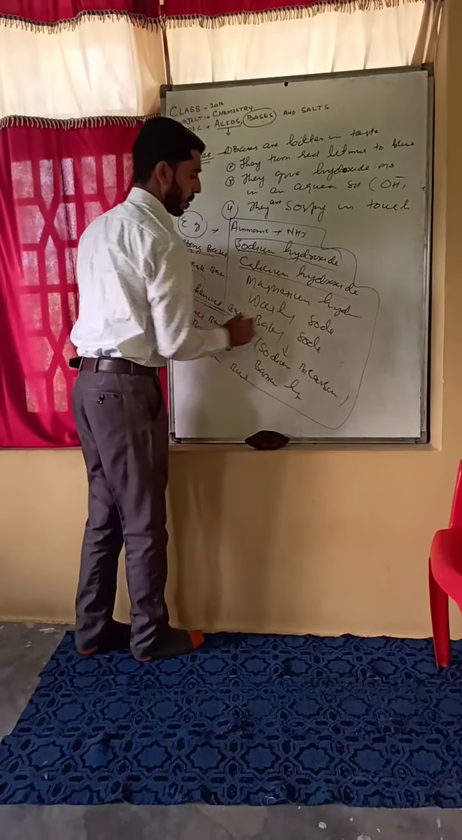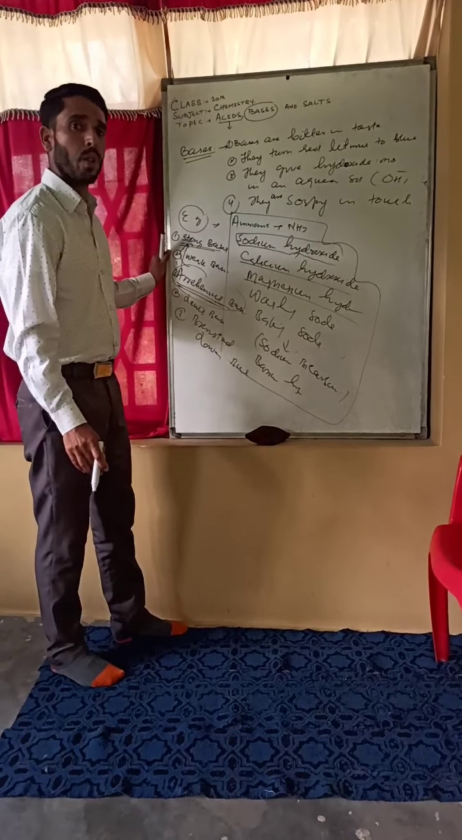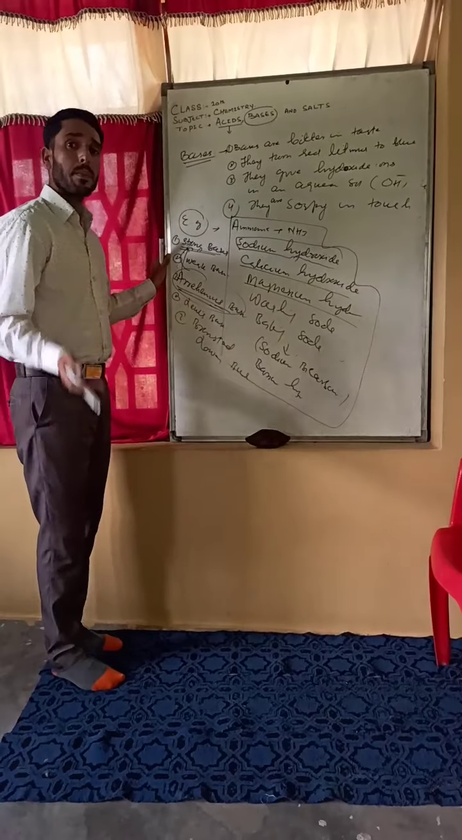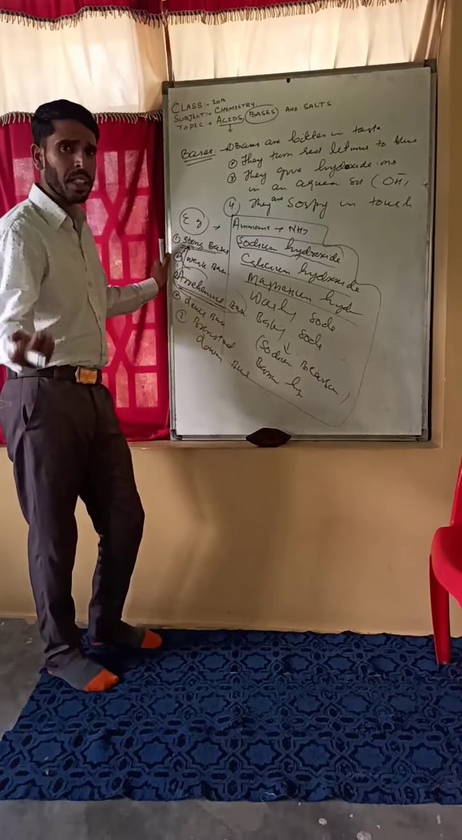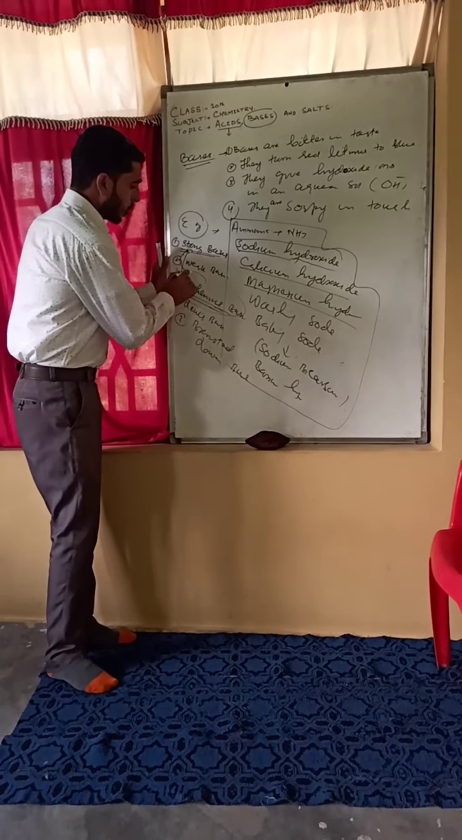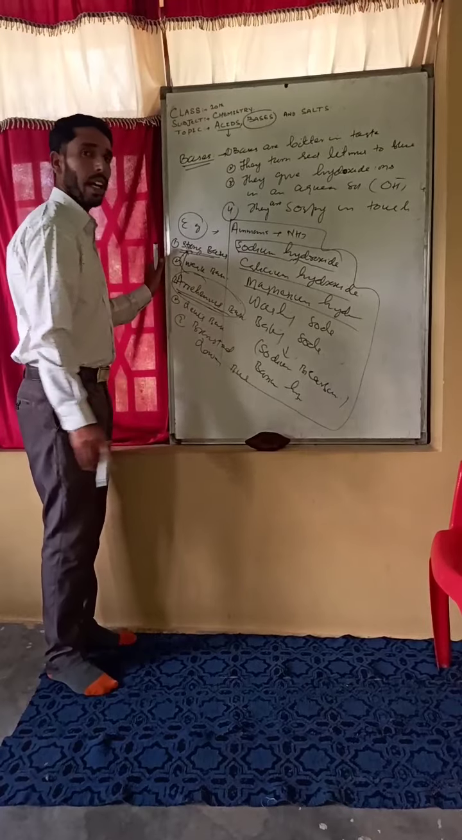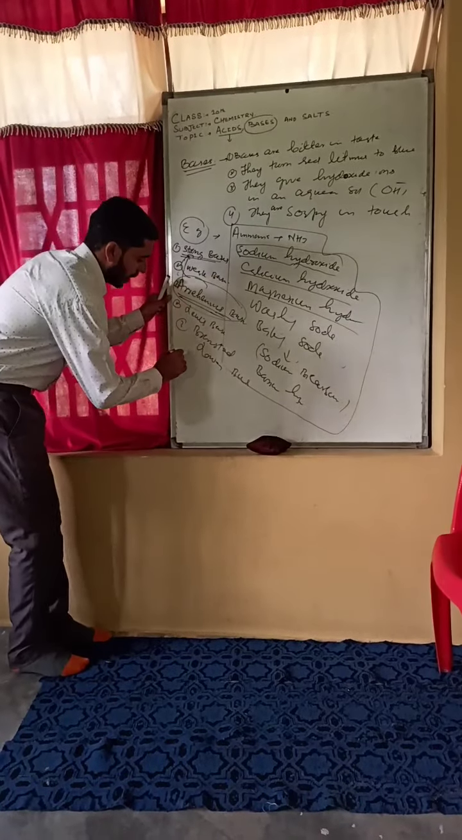Calcium hydroxide is a strong base. Magnesium hydroxide is a strong base. There is rubidium hydroxide, that is a strong base. Barium hydroxide, that is a strong base. Then we have calcium hydroxide, that is also a strong base. These are also known as Arrhenius bases because Arrhenius has thrown light on these strong bases.